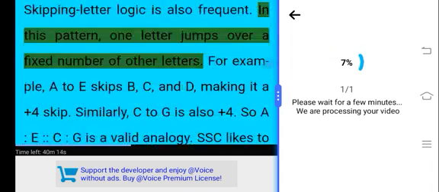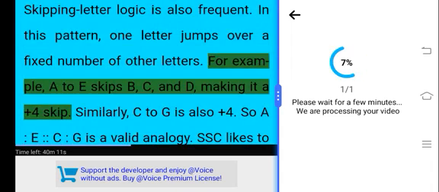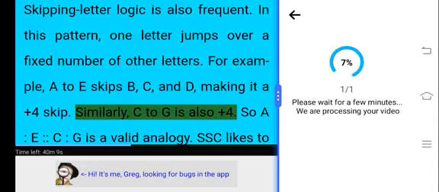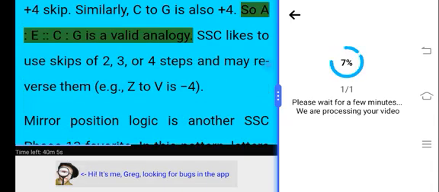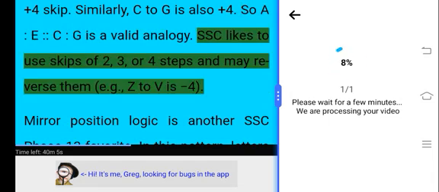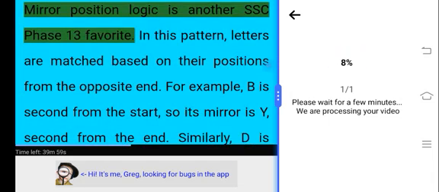Skipping letter logic is also frequent. In this pattern, one letter jumps over a fixed number of other letters. For example, A to E skips B, C, and D, making it A plus 4 skip. Similarly, C to G is also plus 4. So A, E, C, G is a valid analogy. SSC likes to use skips of 2, 3, or 4 steps and may reverse them, e.g., Z to B is minus 4. Mirror position logic is another SSC Phase 13 favorite.